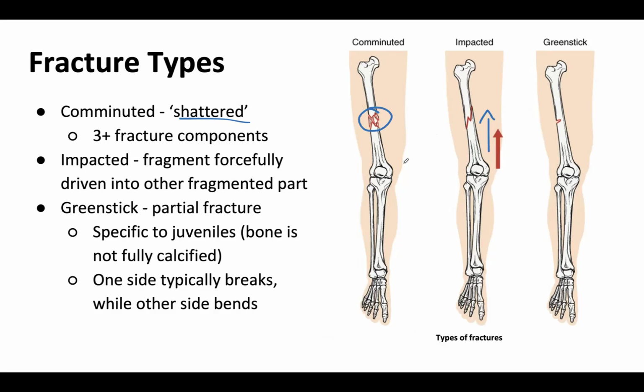And lastly, greenstick fractures are unique in that they only occur in juveniles or individuals whose bones have not fully calcified or hardened. With a greenstick fracture, you generally have a partial fracture. One side may break, but the opposite side tends to just bend, similar to when you're trying to break a green twig or a branch from a tree: one side may break, but the other side just bends, and that's actually where you get the name greenstick. We will discuss specific fractures in specific bones as we talk about each individual bone or region.